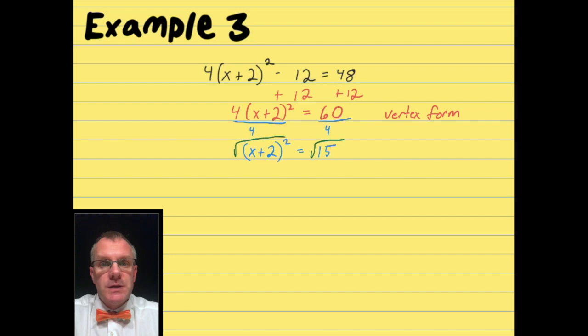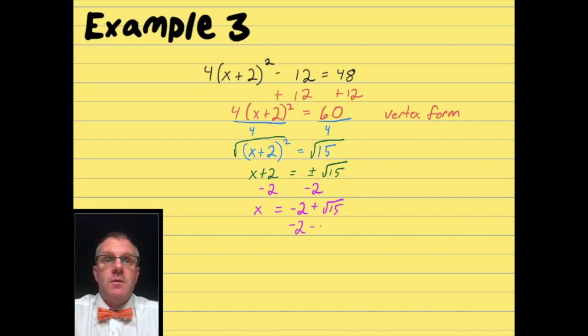Square root both sides, leaving me with x plus 2 equals plus or minus square root of 15. Now we need to do inverse operations one more time, subtracting 2 from both sides to get x isolated, or x by itself. Final answer: x equals negative 2 plus the square root of 15, negative 2 minus the square root of 15. Or we can write it all combined as negative 2 plus or minus the square root of 15.